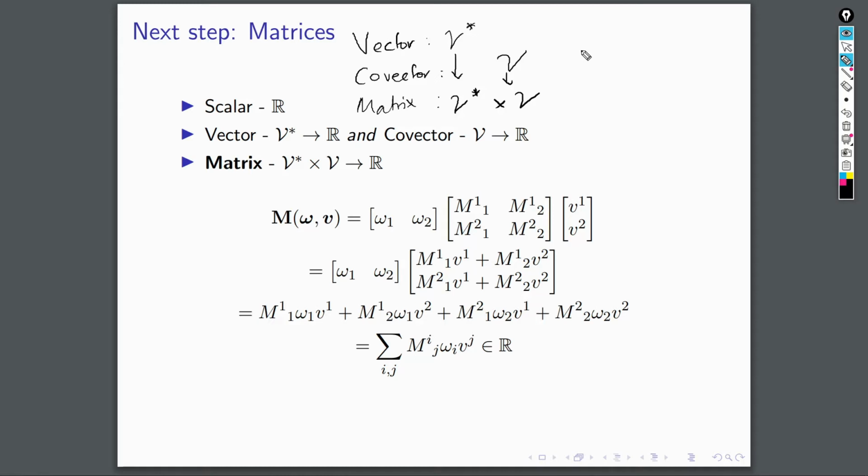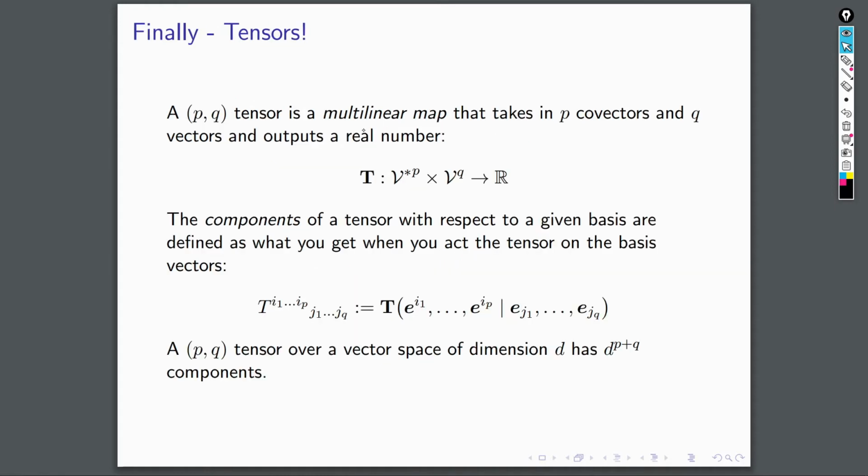So what do we do? In mathematics, we generalize, right? So I took in one copy of the dual space and one copy of the original space, but I can take in as many copies as I want. Okay, so here we go. A PQ tensor.